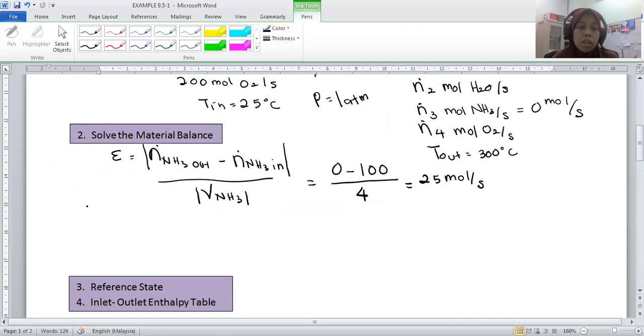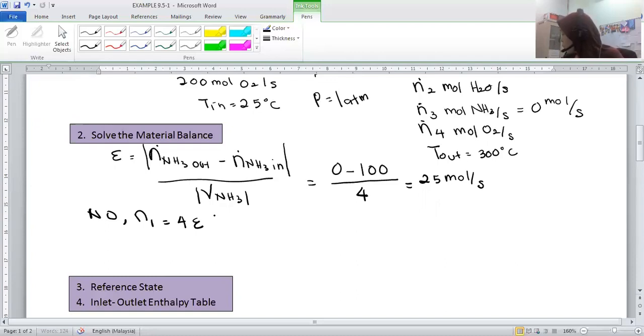Once you settle with this, you can list out the extent equations for all substances. For example, for NO, N1 is equal to the extent times the stoichiometric coefficient. The stoichiometric coefficient for NO is 4, times the extent. There is no NO inlet given.